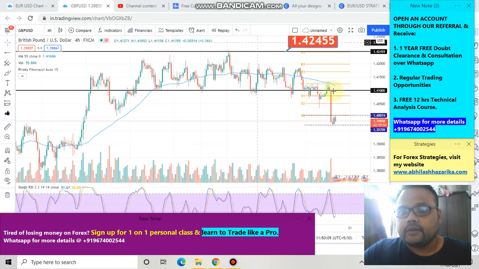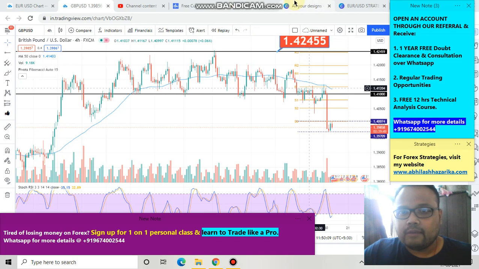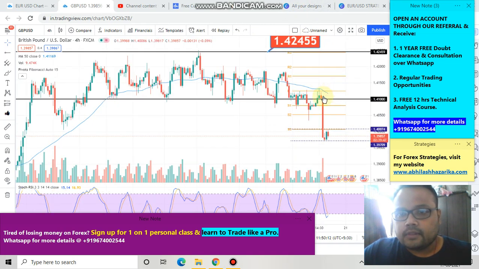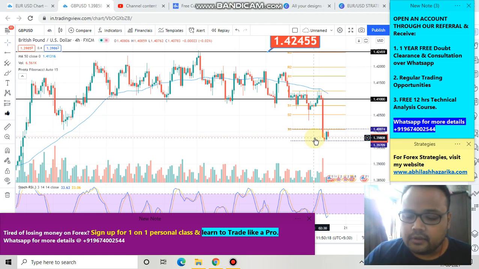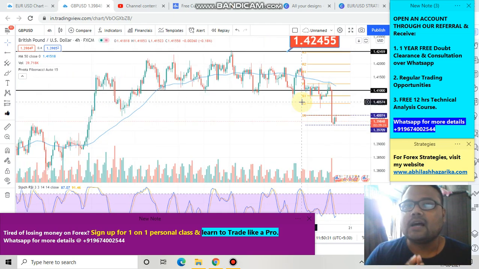And you can see that after the FOMC meeting, there was a huge red candle, meaning there was some heavy sell-off in GBP USD as well as in Euro USD, and currency pairs like USD JPY, USD CAD saw some heavy bullish pressure. So all the previous levels are gone now, and the chart has changed a lot.